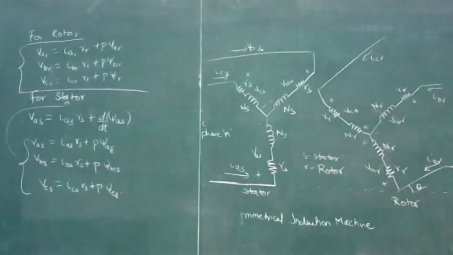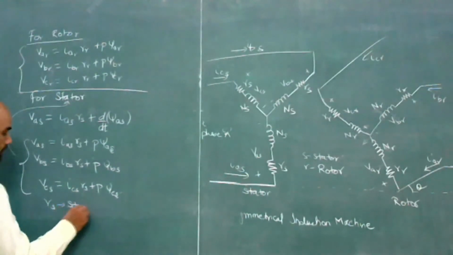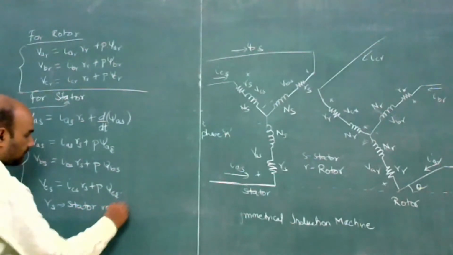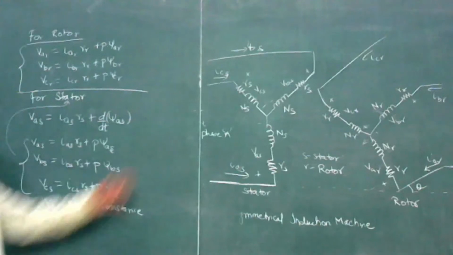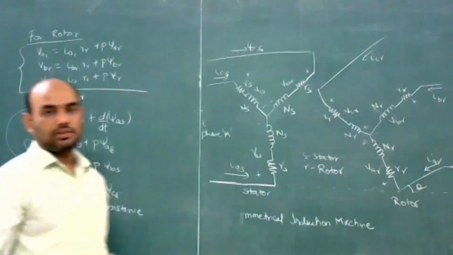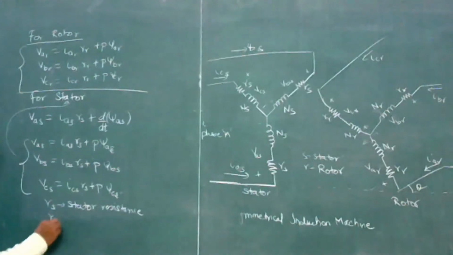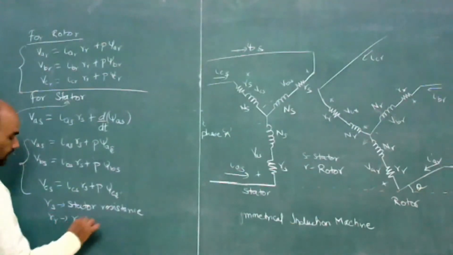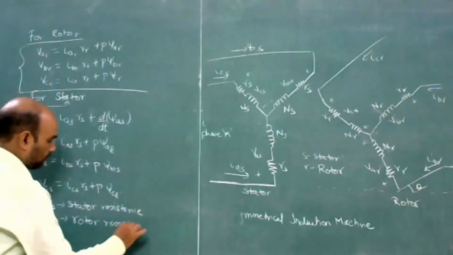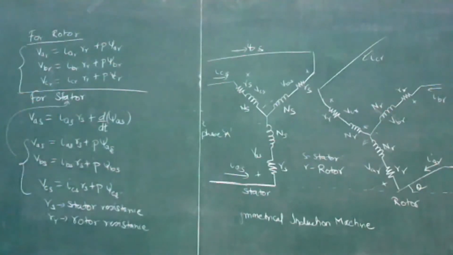So first we will find the flux linkage. RS is the stator resistance. Since it is a symmetrical induction motor, we are considering this as balanced winding, so these resistances are the same. And RR is the rotor resistance, which is the same in all phases. And psi is the flux linkage.